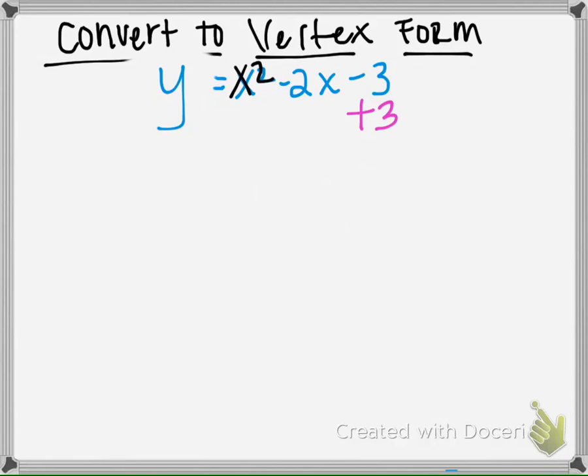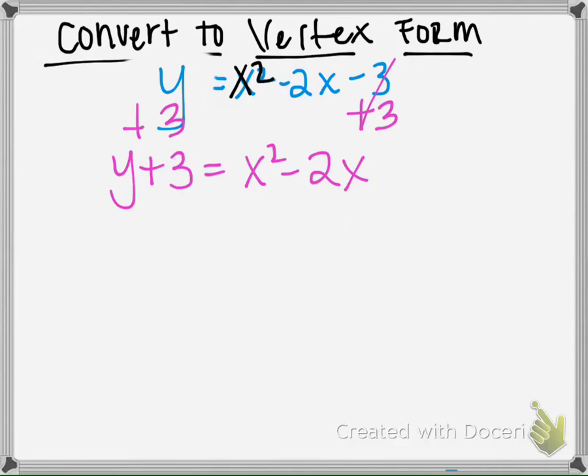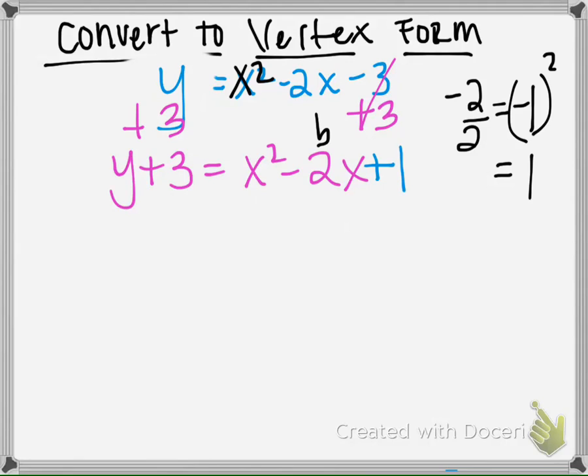So we're going to go ahead and isolate the x terms. And then we're going to take our b value here, which is -2, and we're going to divide by 2, and then we're going to square that. And we're going to put a 1 on both sides. So now we have y plus 4.